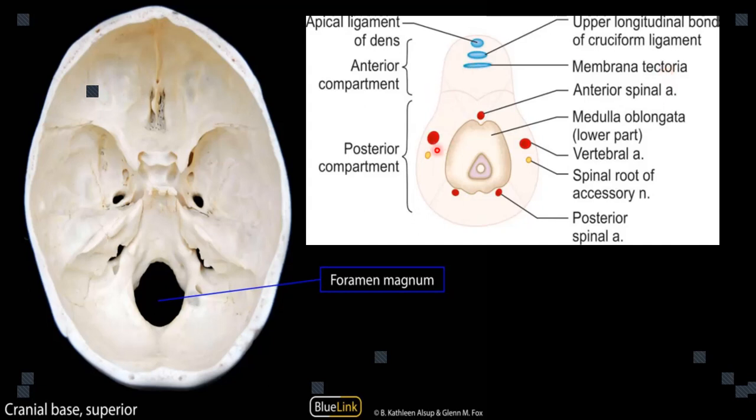Okay, then in the posterior compartment, the neurovascular compartment, you have the medulla, the lower part, some consider spinal cord. Okay, and the vessels, that is the anterior spinal artery, the two vertebral arteries, and the posterior spinal arteries. But also you have the spinal root of the accessory nerve. This spinal root of the accessory nerve originates from the cervical segments C1 all the way to C5. So it will pass through the foramen magnum, and then it will be joined by the cranial root, which will come from the brainstem, and then as the accessory nerve, they exit the skull via the jugular foramen. I'll be showing you that.